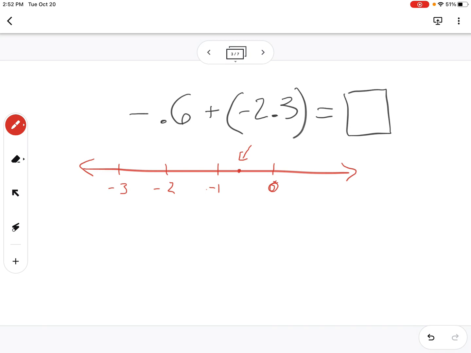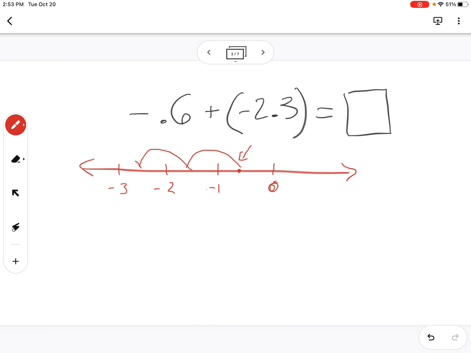That's our starting point. We are going to decrease in value 2.3, so we're adding negative 2.3. If we were just adding positive 2.3, we would go to the right, but we are going to the left. So our value decreases and gets further away from 0. So here's 1, there's 2, and when we went one space, we went from negative 0.6 to negative 1.6. And when we went two spaces, we went from negative 1.6 to negative 2.6.